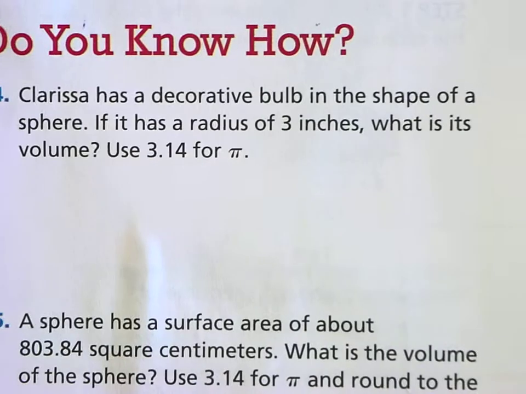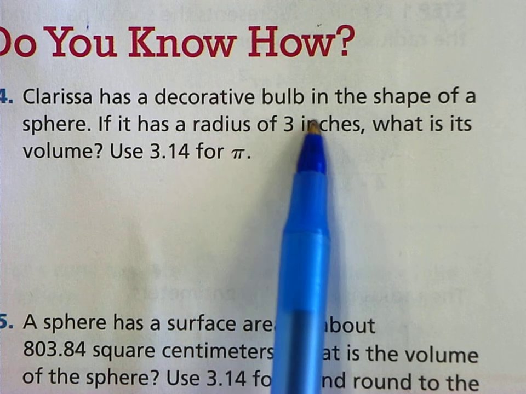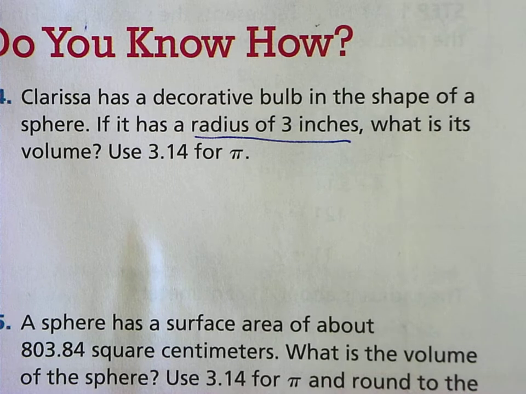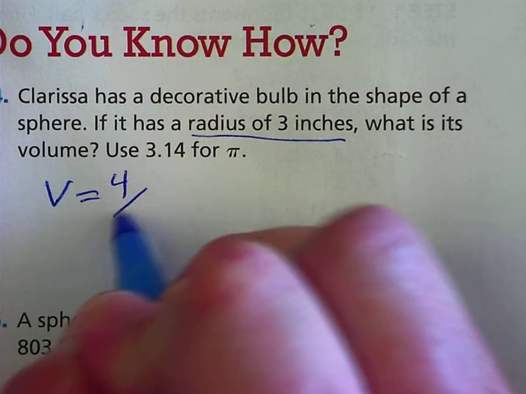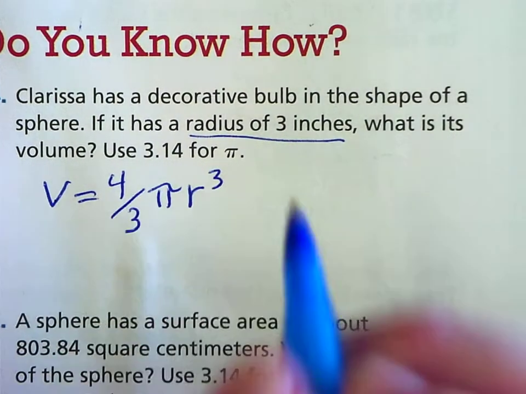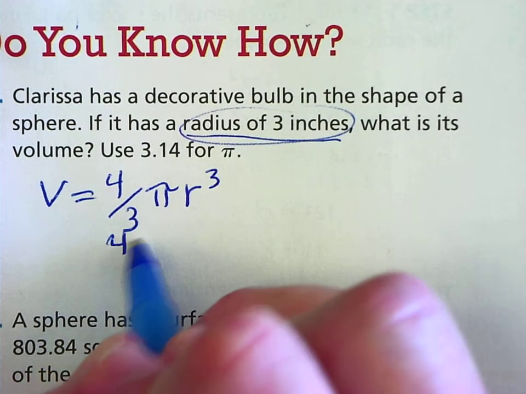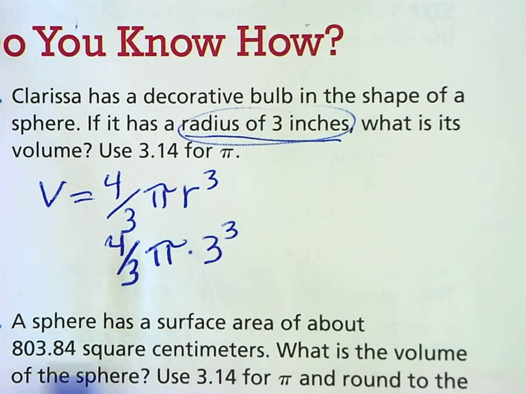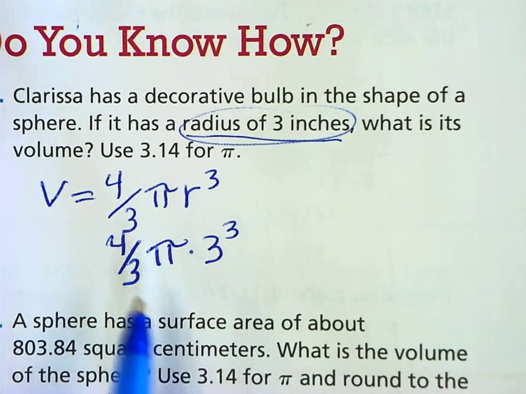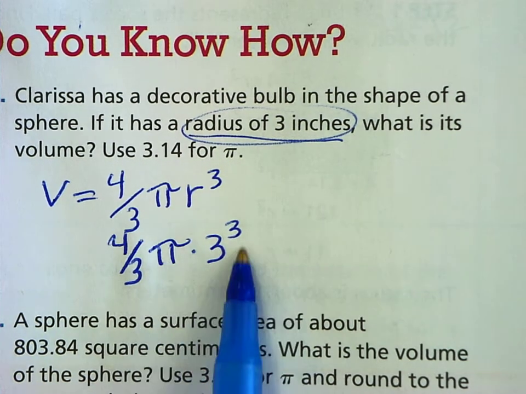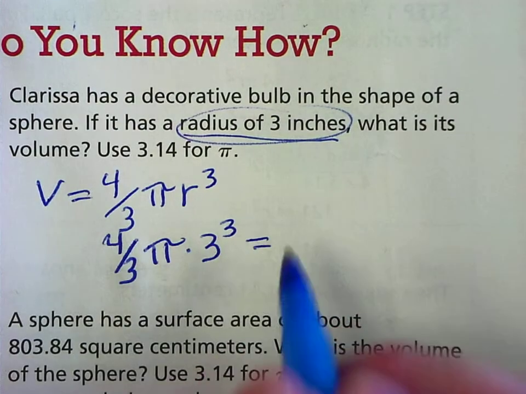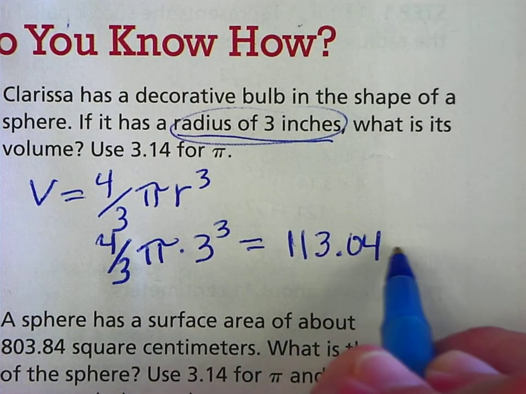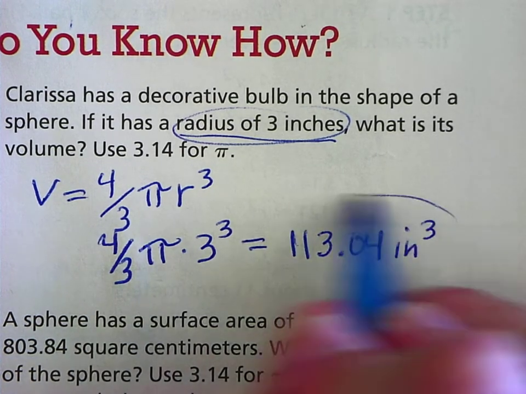Let's take a look at this first one. Clarissa has a decorative bulb in the shape of a sphere. It has a radius of 3 inches. What's the volume? Volume is 4/3 pi times radius cubed. We have our radius, so 4/3 times pi times 3 cubed. You're going to plug this all into your calculator one time: 4 divided by 3 times 3.14 times 3 times 3 times 3. Hit equals, and it's 113.04. Again, volume is in cubic measurements, so inches cubed, cubic inches.